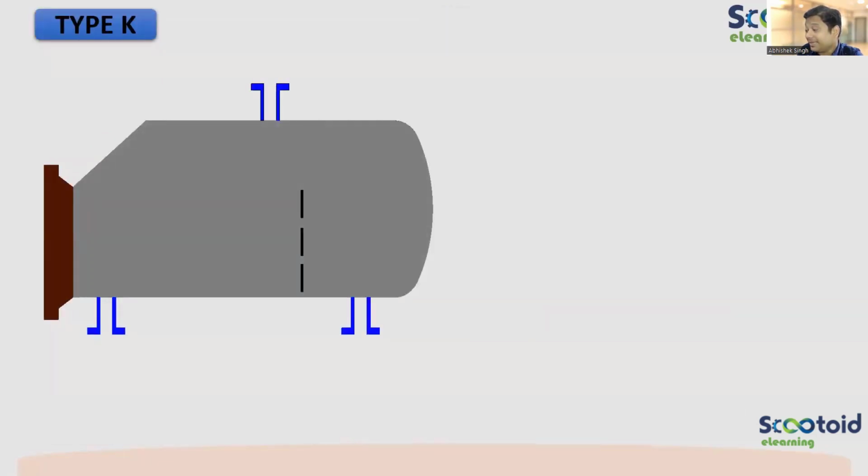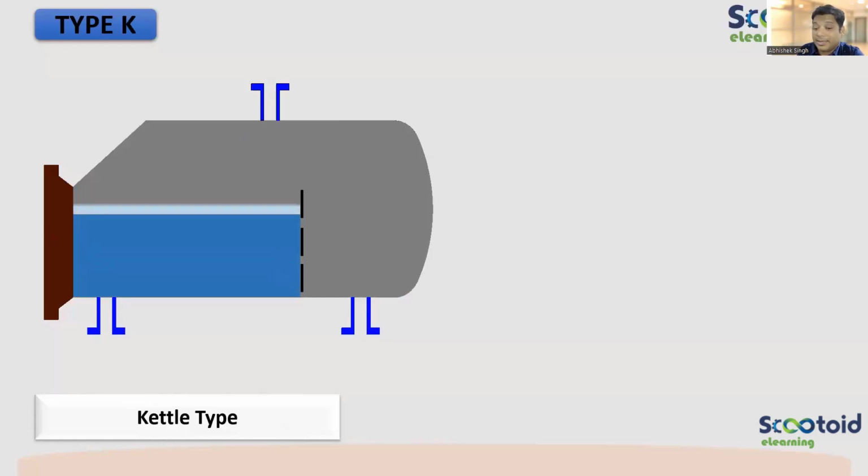Right now, this is type K. This is kind of kettle type. You might have seen kettle. So what happens here? There is a three-phase liquid. If there is a three-phase liquid, a dense fluid, a light fluid, and there are gases also, then this is the type which we follow. So here, see how that is getting separated, and there will be gases which will be flowing like this.